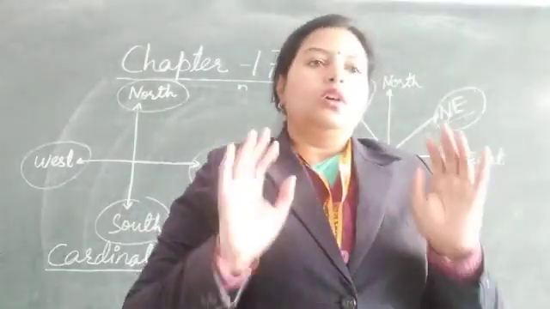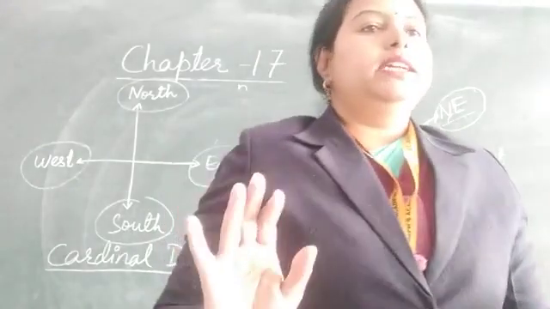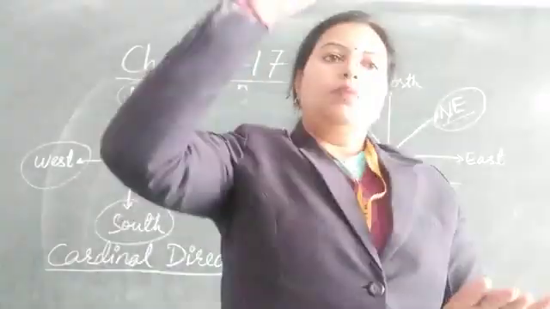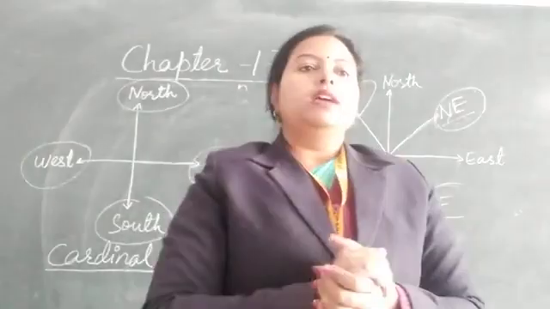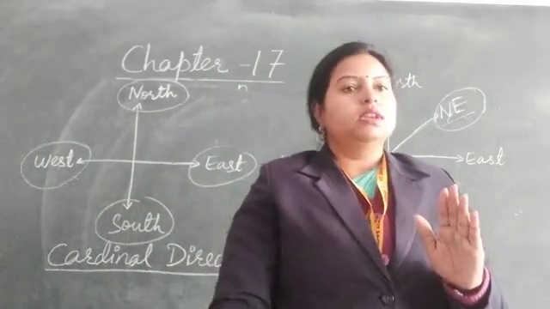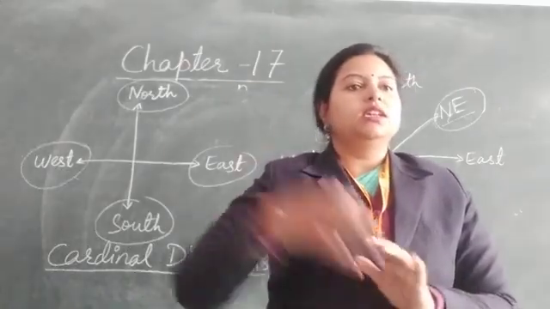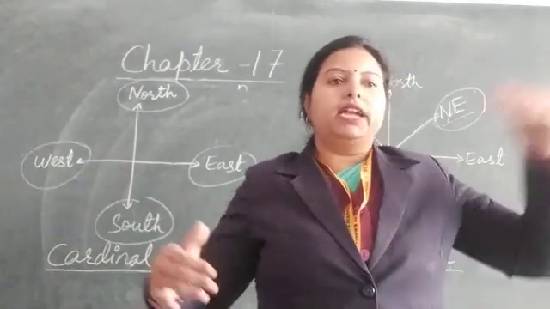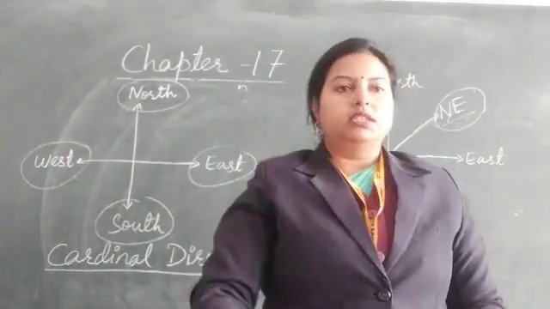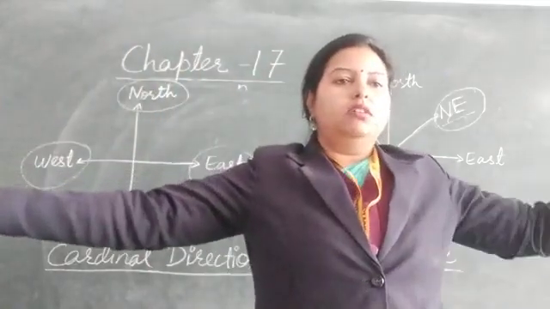Students, on a map, if you want to find out the direction, keep it on the table or hang it. The top of the map will show you the north direction. The bottom is south direction. The right side is east and the left side will be west. North, south, east and west.